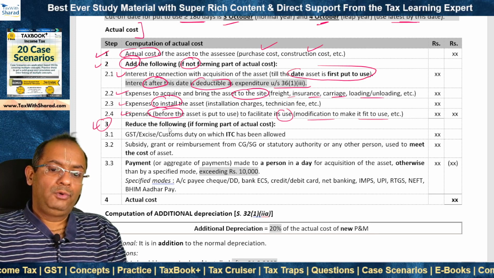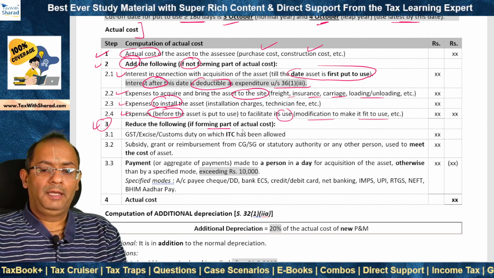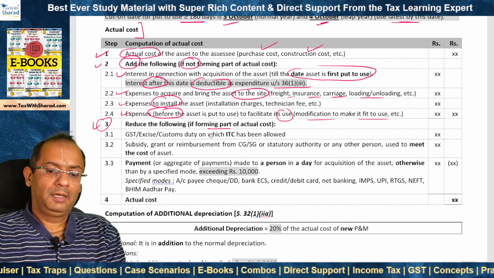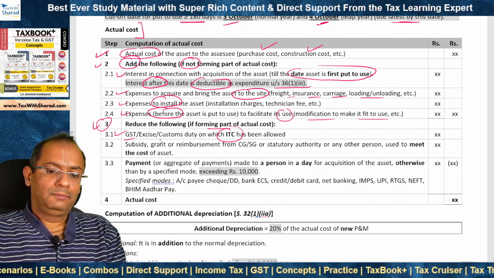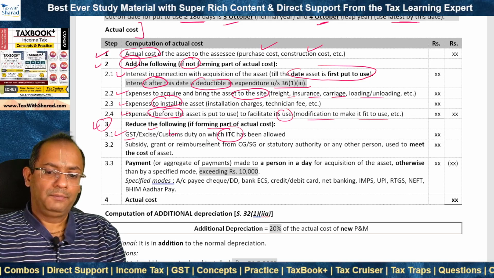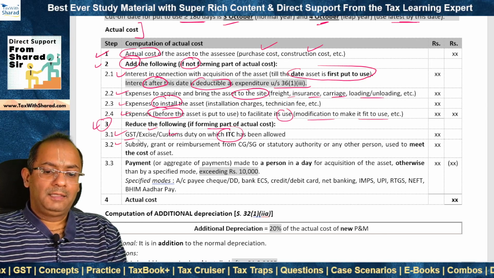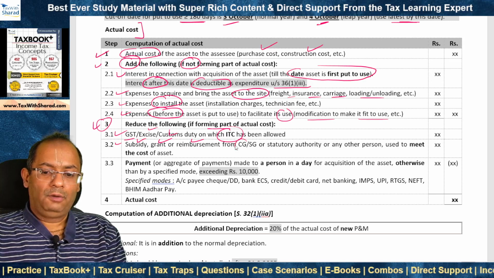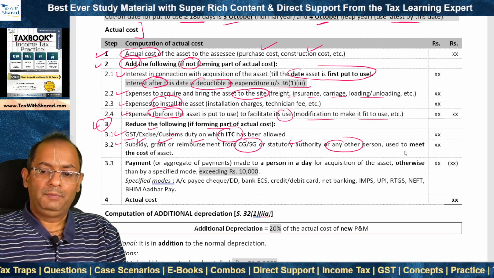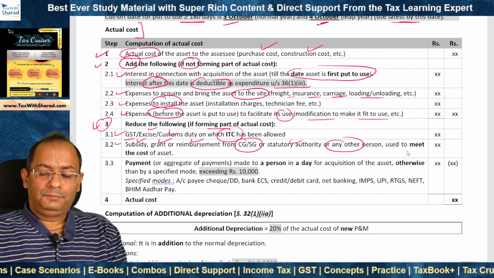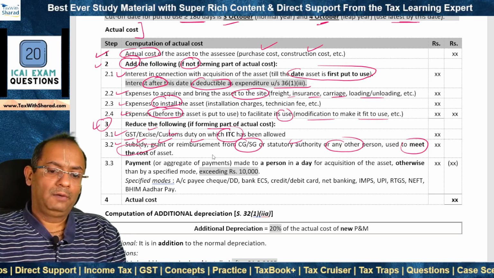In step 3, we reduce the following. That means they don't form part of actual cost. So if they are not forming part of actual cost in the first place, no further adjustment is required. The first item, GST on which ITC has been allowed, and this also includes excise and customs duty on which the tax credit has been allowed. Second, if the assessee has received any subsidy, grant or reimbursement from the government or any statutory authority or any other person, and this amount has been received for being used to meet the cost of the asset, it should not form part of the actual cost.